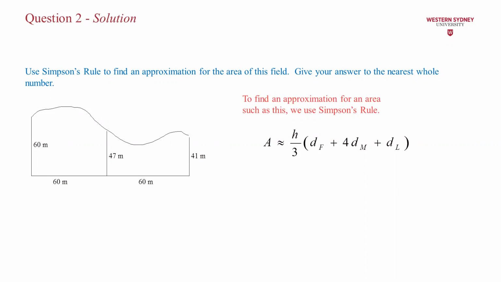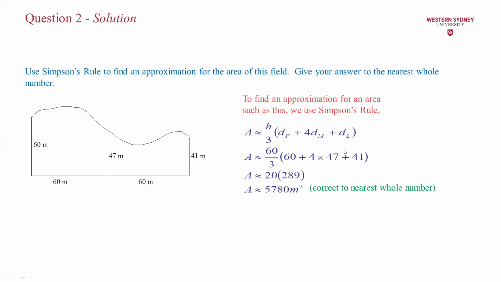Then when we look at our diagram, the first number is 60, the middle one is 47, and the last one is 41. Substitute these values into the formula and use your calculator to evaluate it. When you're finished, round it off to the nearest whole number and you should get 5,780 square metres. The answer is not exact as Simpson's rule only gives an approximation.